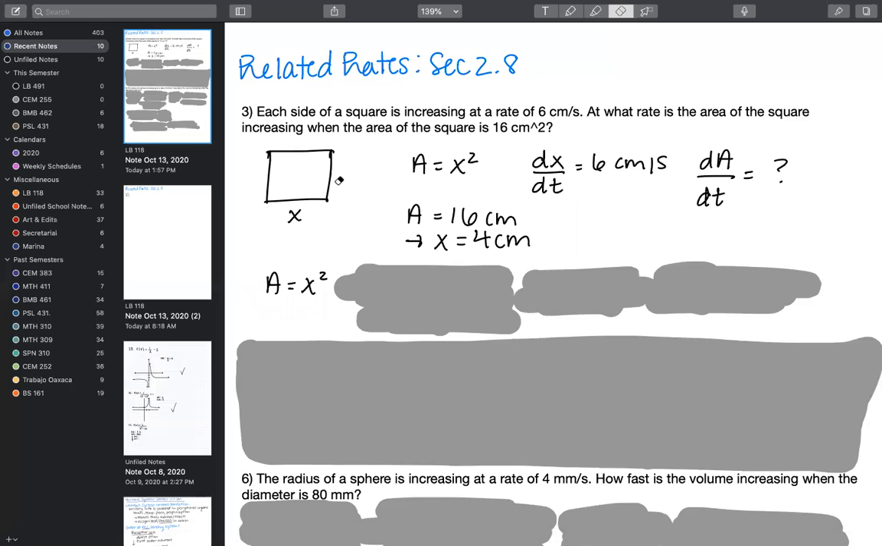So we are going to start with our equation. Now we've done the first step, we've done the diagram, and we've done the puzzle piecing. And so now we're going to go ahead and do our implicit differentiation. So using this equation, we differentiate implicitly, and we get that dA/dt, which is how area is changing with respect to time, is equal to 2x times dx/dt. And we do this by the power rule and also by implicit differentiation.